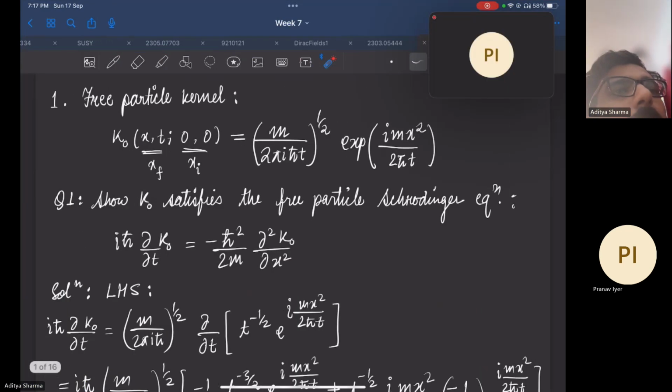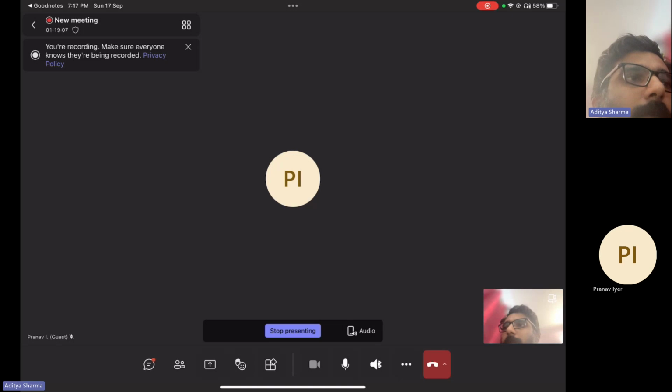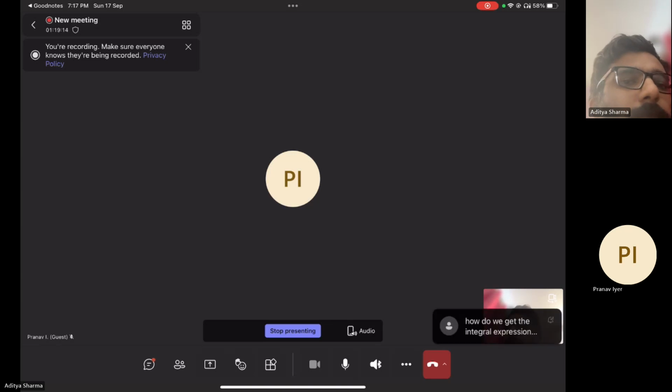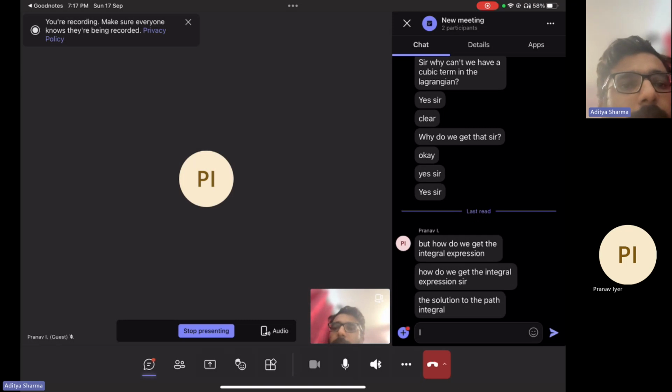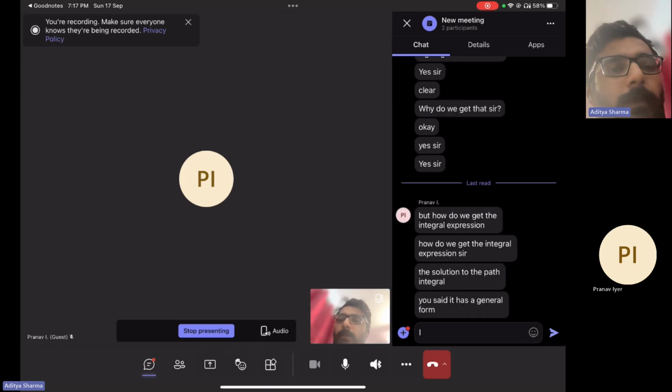Any questions? You have any questions? Do you want to ask? Any doubts? How do we get the integral expression? Integral expression of what? Solution to the path integral. Wait a second. Yeah, I'll show the proof.